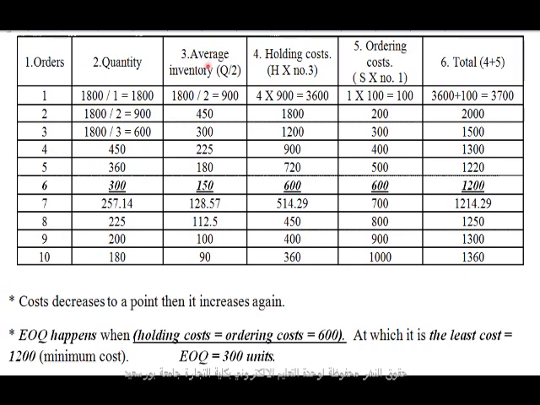Average inventory. This should be beginning inventory plus ending inventory over 2. Beginning inventory will be quantity, column 2. Ending inventory, in this model we assume we have no stock. This means ending inventory will be 0. So quantity plus 0 over 2. We can say quantity over 2, column 2 over 2.